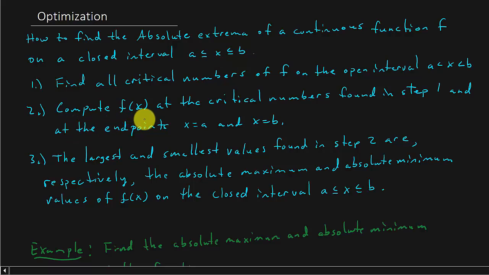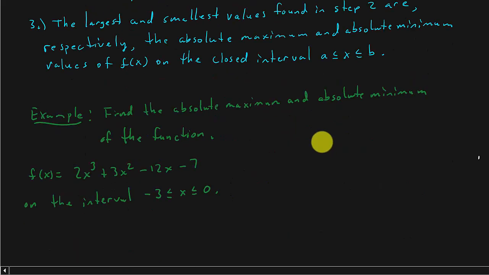And then compute f of x at the critical numbers from step 1 and at the endpoints A and B. So once you find the critical numbers, you're going to take the critical numbers, you're going to take the endpoints, and you're going to plug them back into the original function. And then the largest and smallest values from step 2 are respectively the absolute maximum and absolute minimum values of f of x on the closed interval AB. So let's work some examples and see what we've got here.